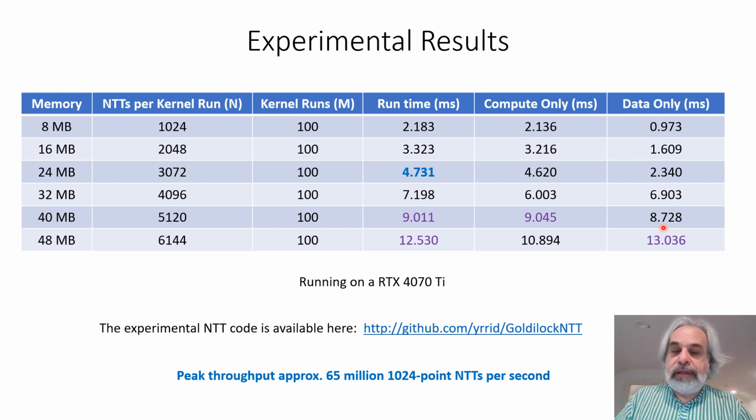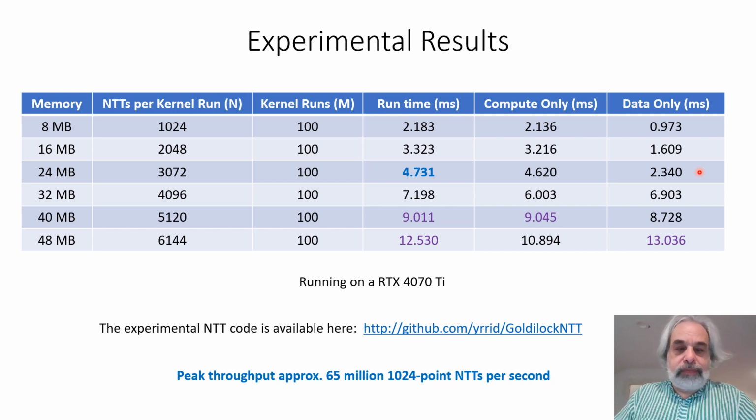Okay, and this last column here, we implemented the same kernel, but here we don't do any compute really. This is just the data movement portion. And again, this bears out what I was just saying: if you're just doing the data movement, it takes 2.34 milliseconds to do this row of 3K of these things, which is much less than the time it takes to compute it.